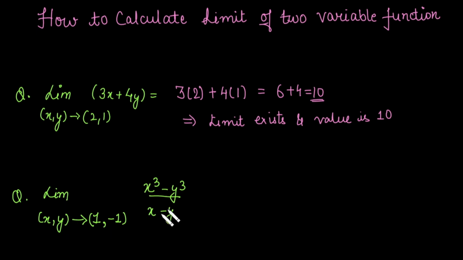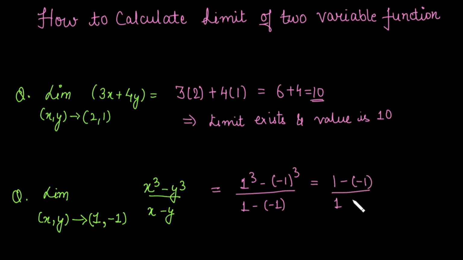Next example, what is the limit of this function when (x, y) approaches (1, -1)? Meaning when this ordered pair approaches this point, what is the limiting value at that point? So x is approaching 1, y is approaching -1. So substitute in this case, that is 1 cubed minus (-1) cubed divided by 1 minus (-1). This is equal to 1 plus 1 divided by 1 plus 1. This is equal to 2 by 2 and this is further equal to 1. The limit is finite and unique. We can say that the limit exists and the value is 1.